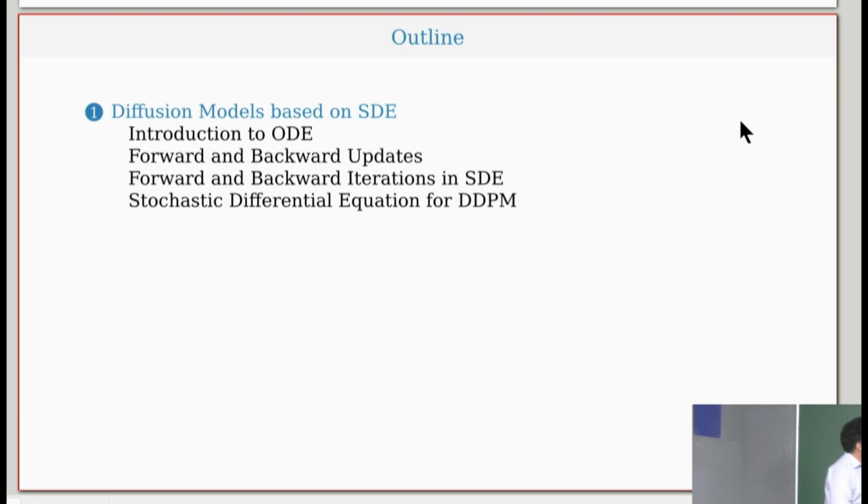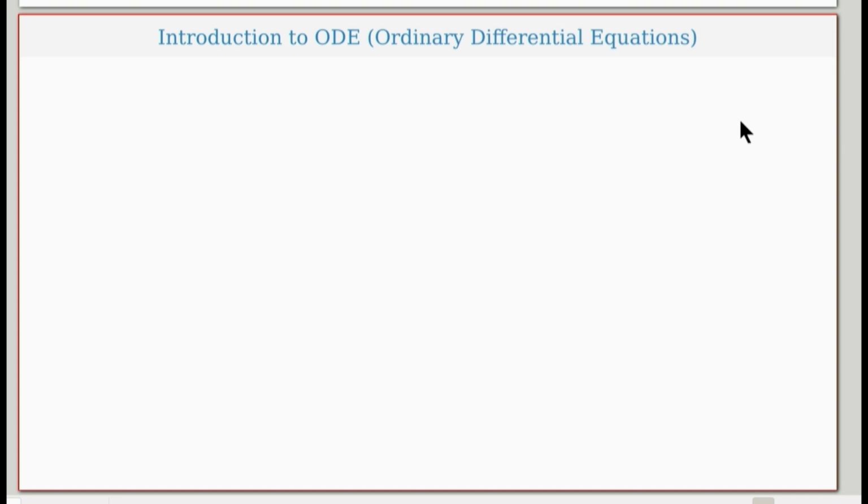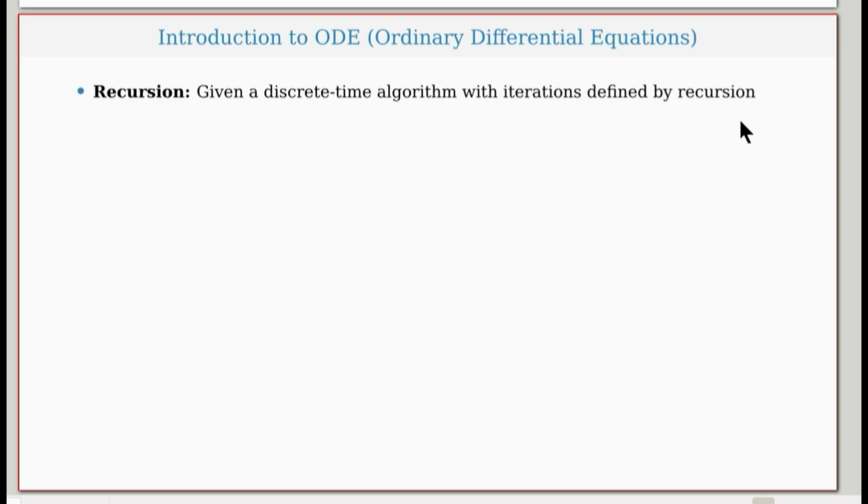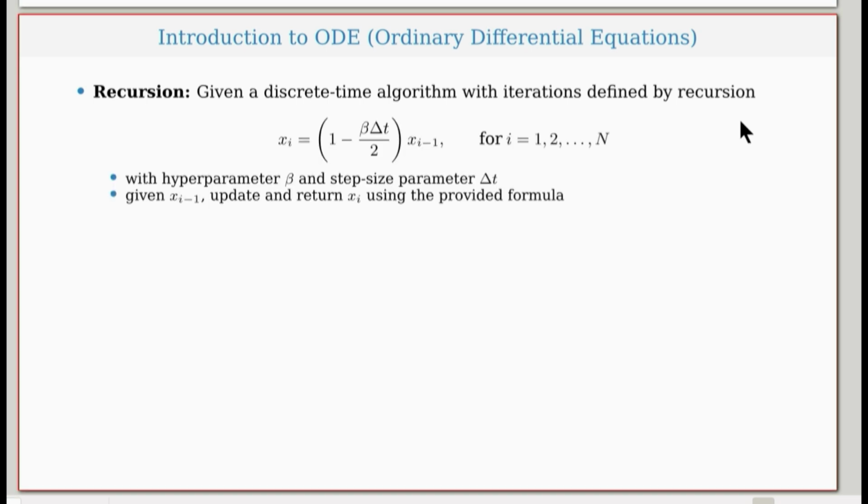So for this, we need to know a little bit about ODE, forward and backward updates, and then we will go to the stochastic variant, and then we will see how it works for denoising diffusion models. So if you have not seen ODE, then we can have a quick review of this. So we can start with some recurrence.